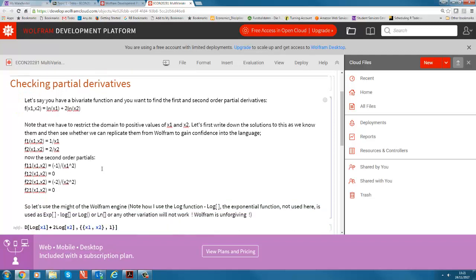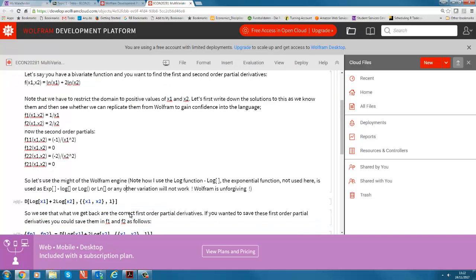And you can continue to calculate second order partial derivatives, and they're all listed here. f11 is negative 1 over x1 squared, f22 is negative 2 over x2 squared, and all the others are 0. So it's a problem which we know already, and let's see whether we can recover these results with the Wolfram platform, hopefully to give you the confidence that even if you don't know the result for sure and you've calculated something and you want to check it, you know how to check it with the Wolfram platform.